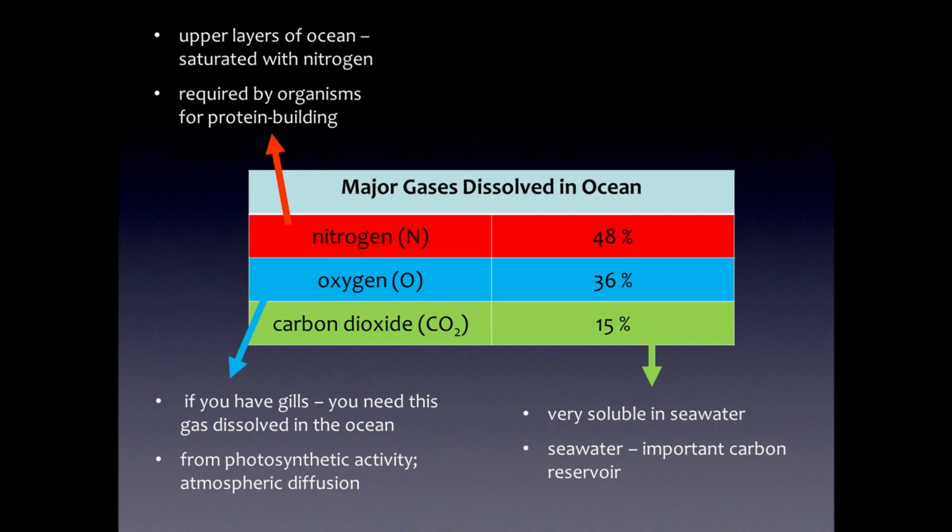And then finally, carbon dioxide, very soluble in seawater. Once again, this is why we're seeing levels in seawater increasing. And it's important as a carbon reservoir. So it's a place where we can actually store carbon to decrease the levels of carbon dioxide in the atmosphere. But as we see, this can have very negative effects on certain types of life within the ocean.